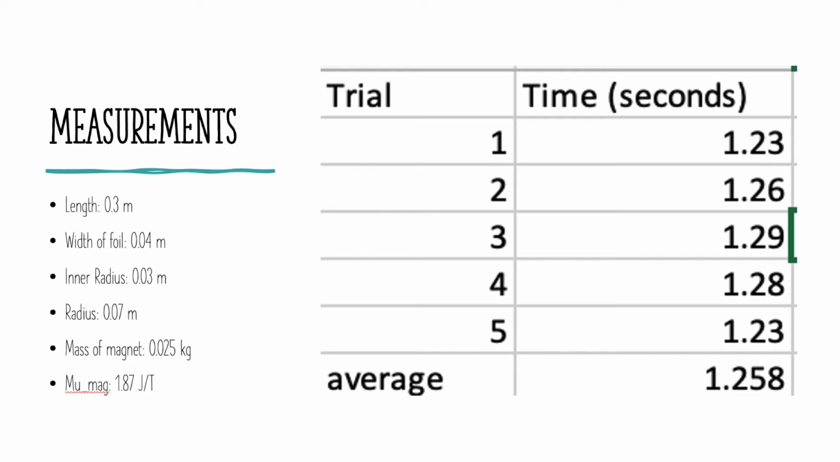The magnet was found to have a mass of 0.025 kilograms, and the result from Lab 3 was used for the magnetic dipole moment of the magnet as 1.87 joules per Tesla. However, the value of that was not accurate and needed to be adjusted in the code to have a more accurate time. Hence, we adjusted it to 3 joules per Tesla. We then performed the trial 5 times and saw that the magnet took an average of 1.258 seconds to fall through the tube.